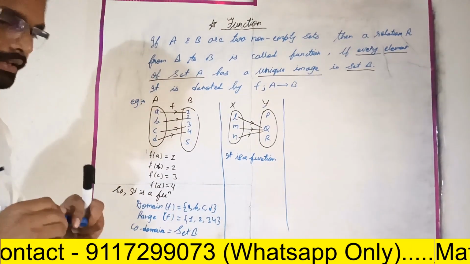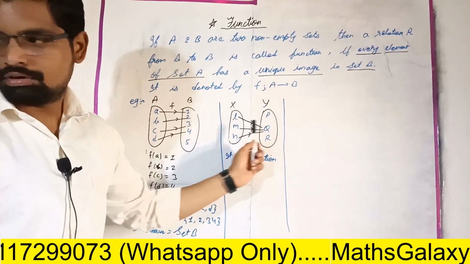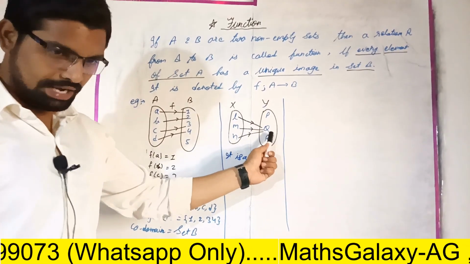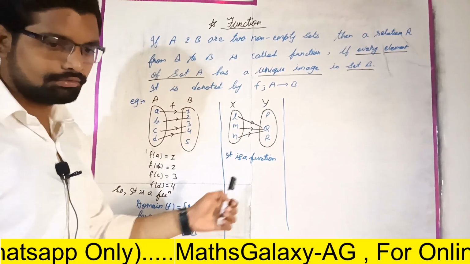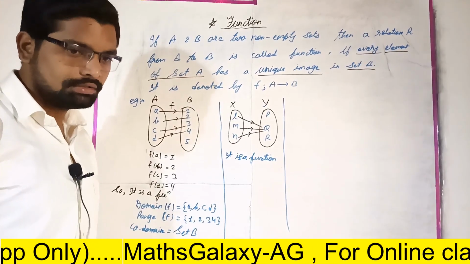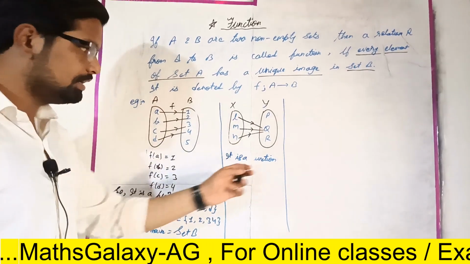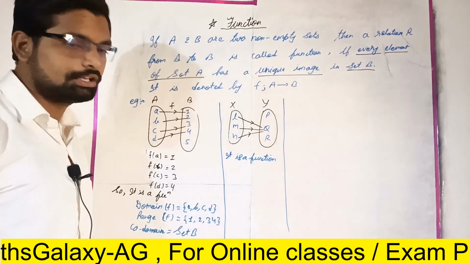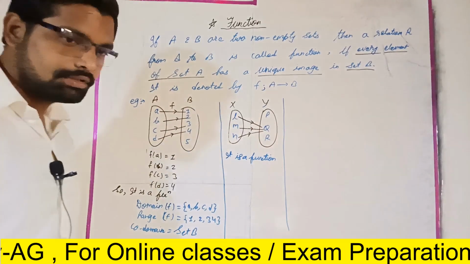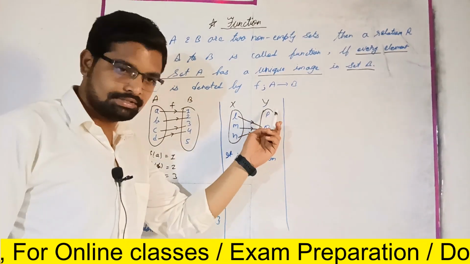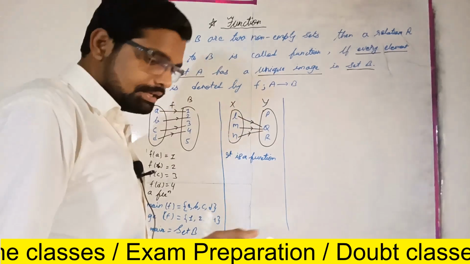And here F(L) will be Q, F(M) will be Q, and F(N) will be Q, right? The domain of this function will be L, M, N, and the range will be Q, only Q, the only image. The codomain will be set Y. Okay, now let's take one more example.